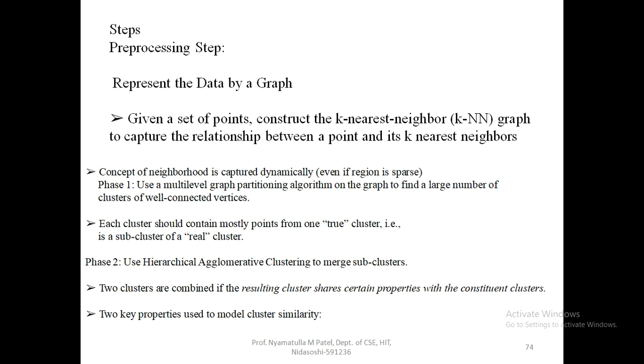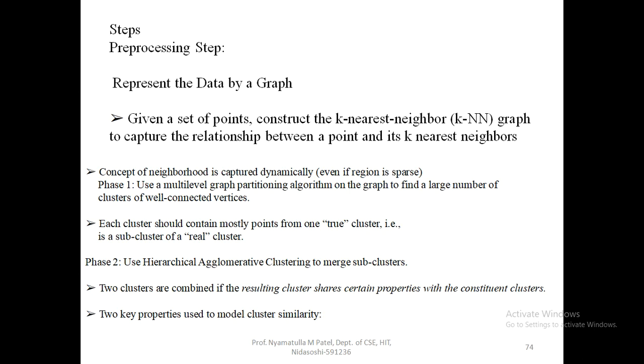Here there are two phases. Phase 1: use a multi-level graph partitioning algorithm on the graph to find a large number of clusters of well connected vertices. Each cluster contains mostly points from one true cluster, that is, a subcluster of a real cluster. So, every cluster should contain the true points of the cluster, meaning no noise and no outliers should enter into a cluster.